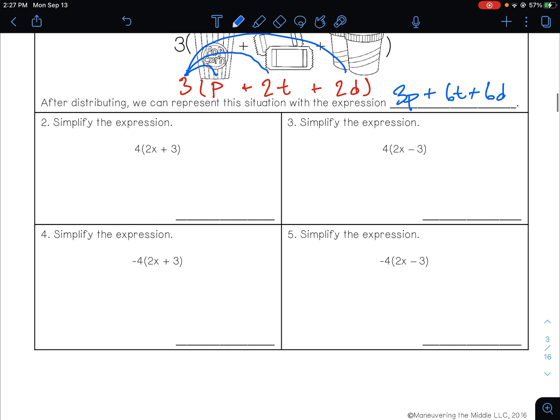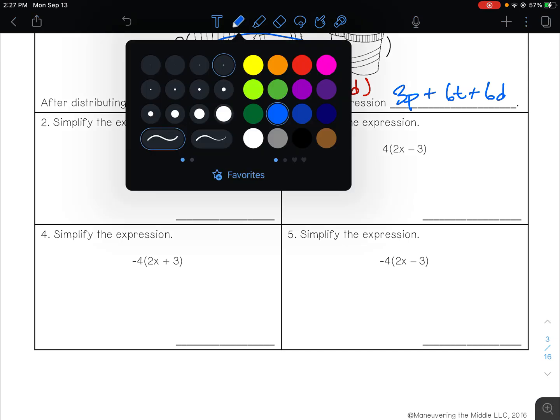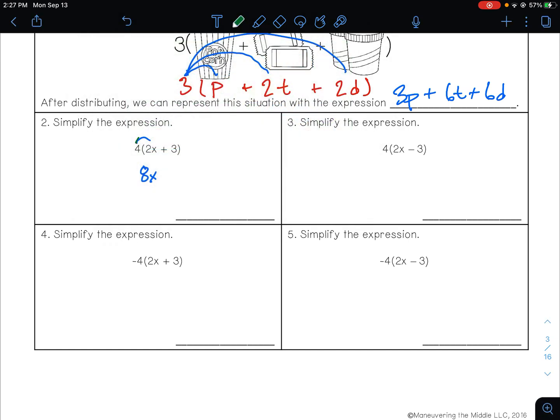Let's simplify these. Single rainbow, first rainbow. 4 times 2x, well, that's just 8x. And then next, double rainbow all the way. 4 times 3 is 12. It's 4 times 3, which is a positive 12. And that's it. That's all you can do with that one. Ta-da! Let's do number 3.